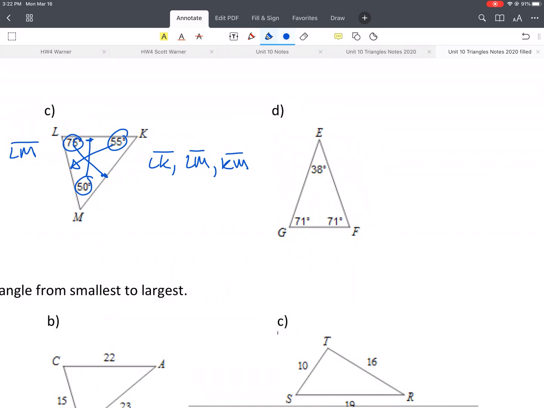And then the other one, again, this is going to be an isosceles triangle. So these two sides are the same length. So we have something like GE is equal to EF. And then this, actually that would be the largest, this would be the smallest. So the smallest would be FG.